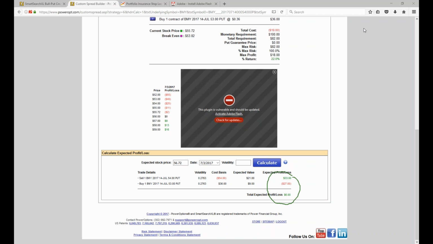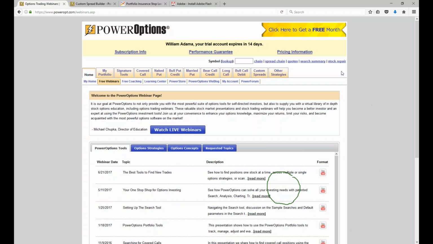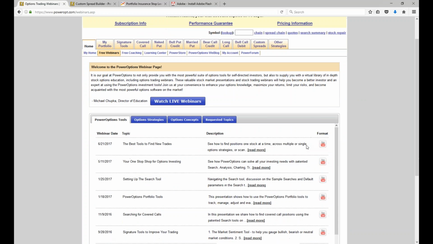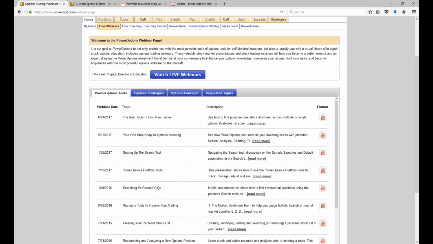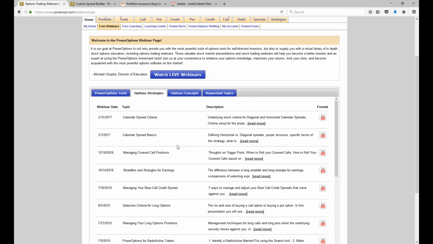There we go. Another second question here came from Tom. Where can I find info on managing spreads? All right. Well, at any time, Tom, you can go here underneath the main home tab and go to free webinars. And on the free webinars page, we have a variety of archived presentations on the PowerOptions tools, using the search, setting up the portfolio, creating a personal stock list, and more. And there's a variety of presentations on options strategies.